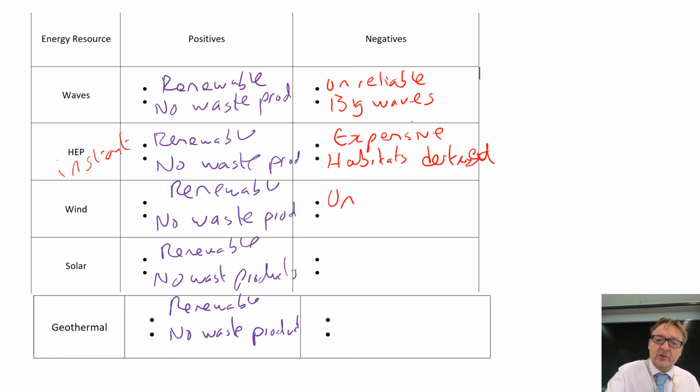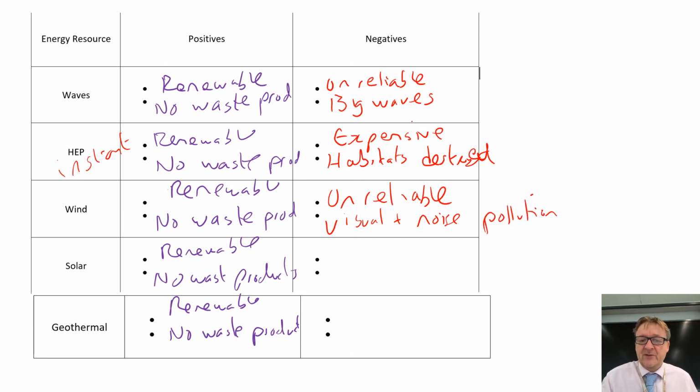Wind is unreliable. Sometimes it's windy, sometimes it's not. Another disadvantage is that you've got visual and noise pollution. If I'm driving up the M55 and I can see some of these wind turbines on the side of the road, or I look out to sea, I actually think they look quite cool. They are incredibly noisy, though, and I also know that if I had one in my back garden that I could see all the time, I wouldn't like it. So visual and noise pollution.